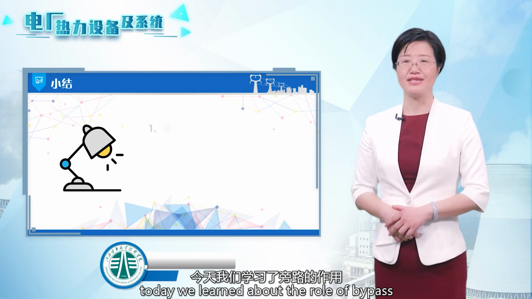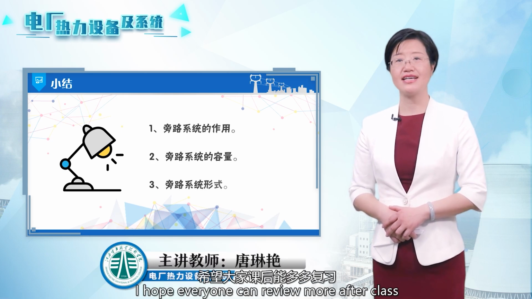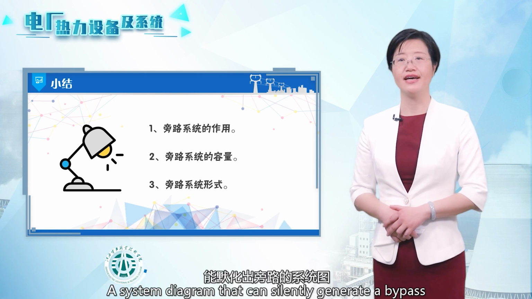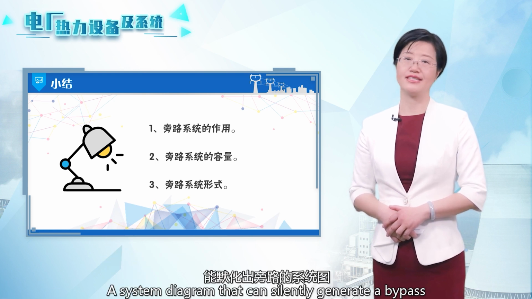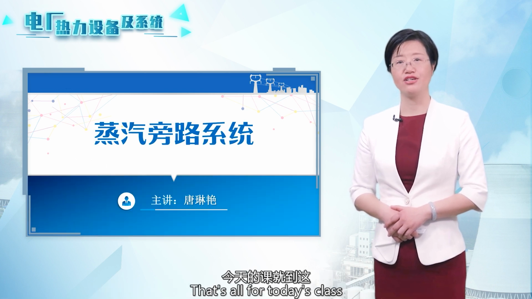Classmates, today we learned about the role, capacity and forms of the bypass. I hope everyone can review more after class, be able to draw the bypass system diagram from memory, and flexibly apply it to future analysis and problem solving. That's all for today's class.